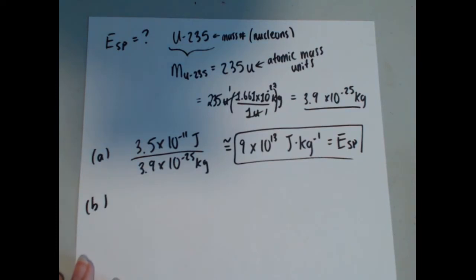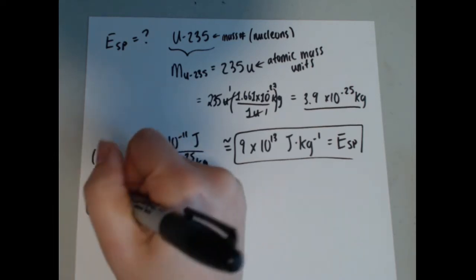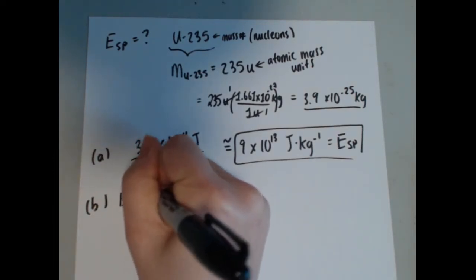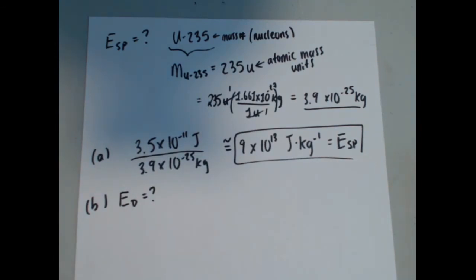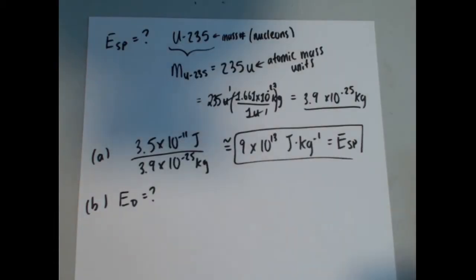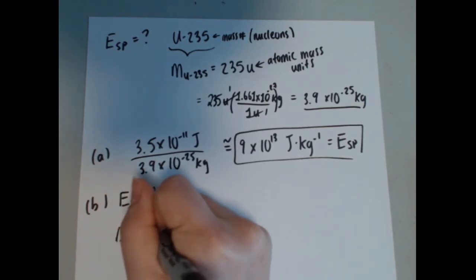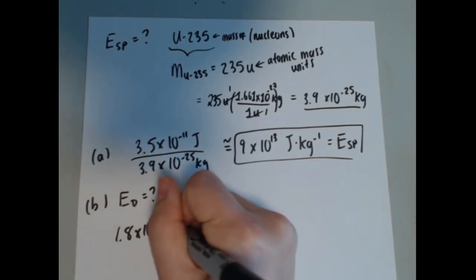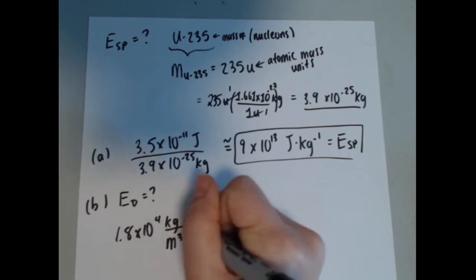Now, part B, so it's not actually divided into A and B in the question, but this is the first and second part of the problem. We have to find the energy density. And now, if you remember, energy density is the amount of energy per unit volume. And so if I go back to the question, I'm told that the density of uranium-235 is 1.8 times 10 to the 4 kilograms per cubic meter. I really need to use that value, so let's use it. 1.8 times 10 to the 4 kilograms per cubic meter.